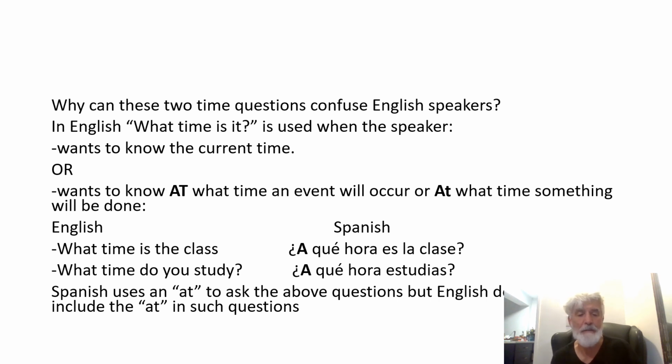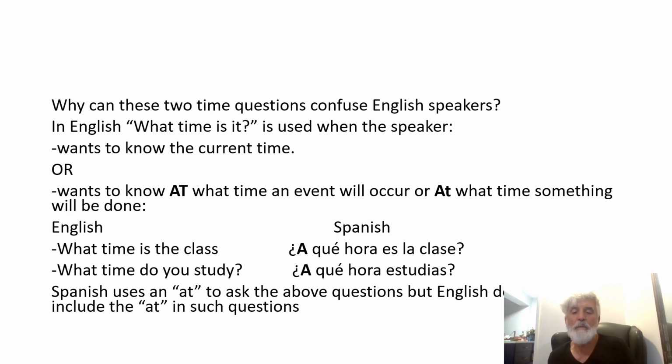So let's take a look. In English, we could ask, what time is the class? So what time will an event occur? Or when will something be done? What time do you study? Now look at in Spanish what happens. The question changes. It's ¿a qué hora es la clase? At what time is the class? Not ¿qué hora es la clase?